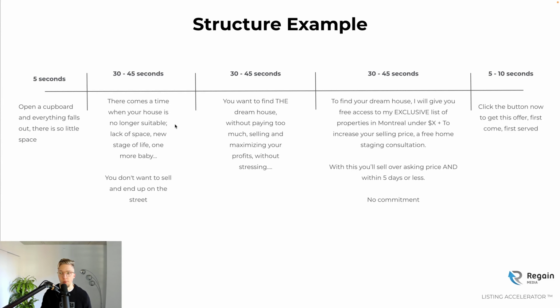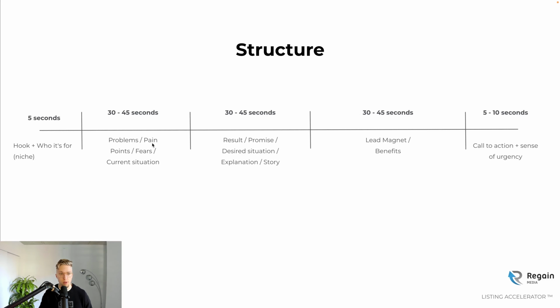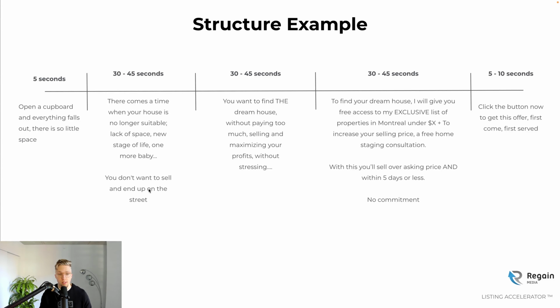So, an example, like I said, already talked about this, but you could open something like a cupboard and everything falls, saying like there's little to no space in their property. As I said, there comes a time when your house is no longer suitable, lack of space, new stage of life. So now we're talking about pain points, problems, whatever. Don't want to sell and end up on the street.